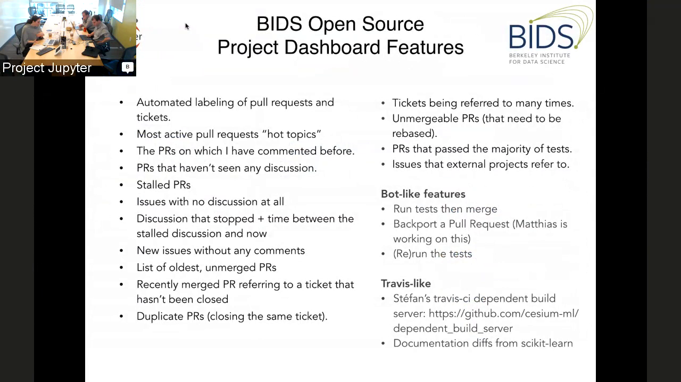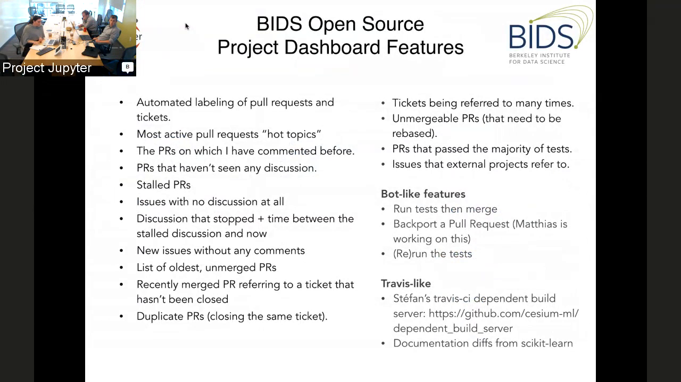New issues without any comments, list of oldest unmerged PRs, recently merged PRs referring to a ticket that hasn't been closed, duplicate PRs, so closing the same ticket, tickets being referred to many times, unmergeable PRs, PRs that pass the majority of tests, and issues that external projects refer to. So, I think it's great that they've defined their needs so specifically that I think tools can be built around these questions.